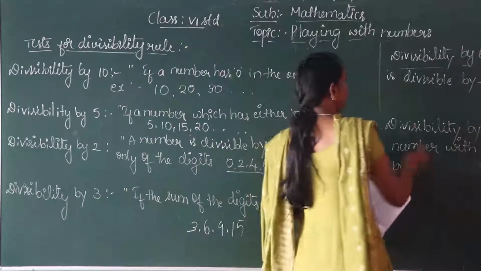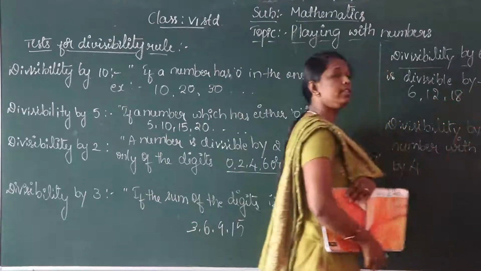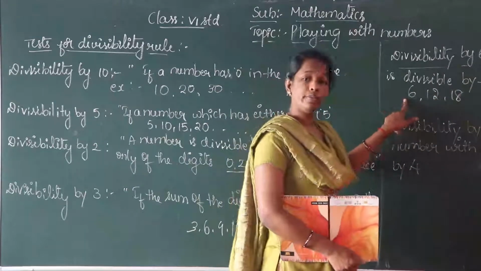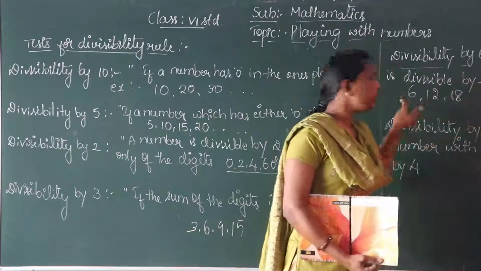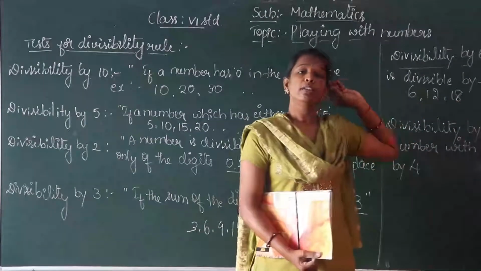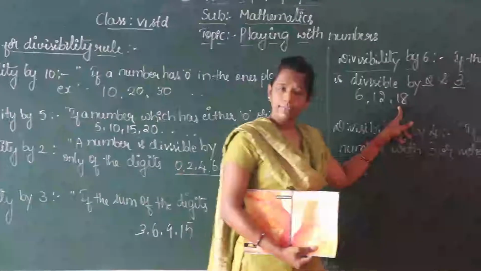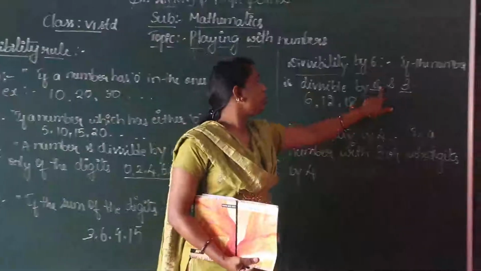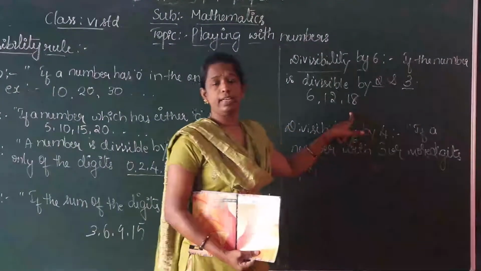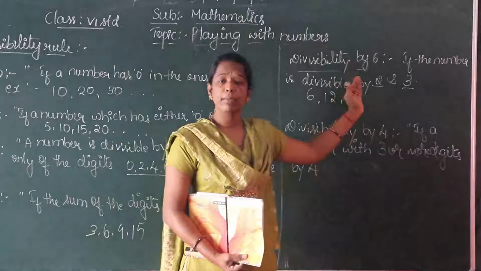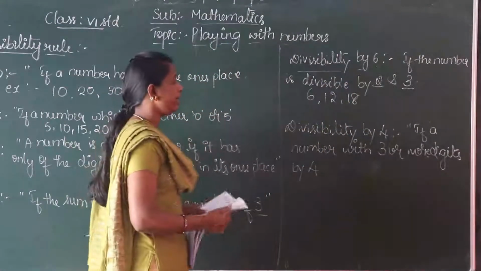Example, 6, 12, 18. See children, 6 is divisible by 2. 2 threes are 6 and 3 twos are 6. So 6 is divisible by both 2 and 3. For example, if we take 18, 2 nines are 18, 3 sixes are 18. So 18 is divisible by both 2 and 3, and it is called the divisibility rule by 6.